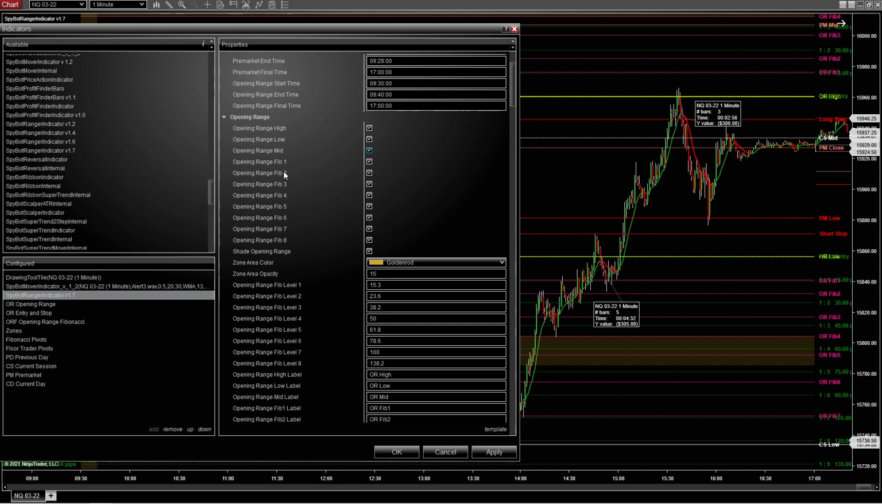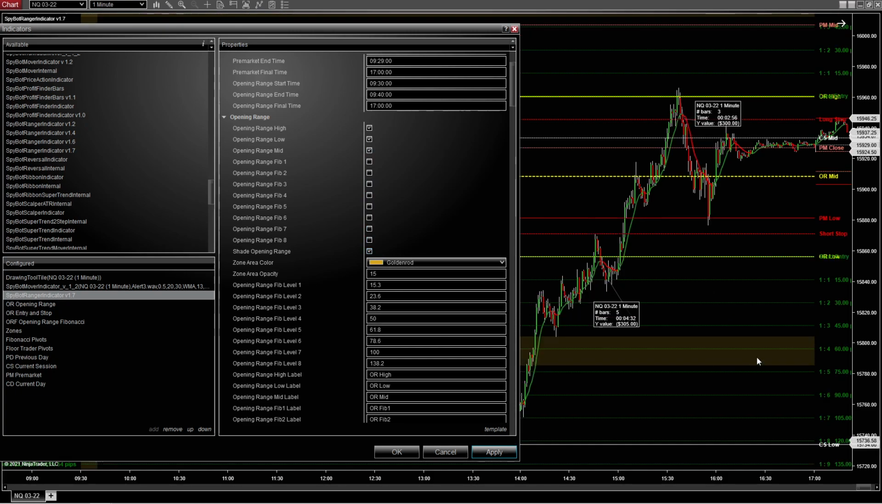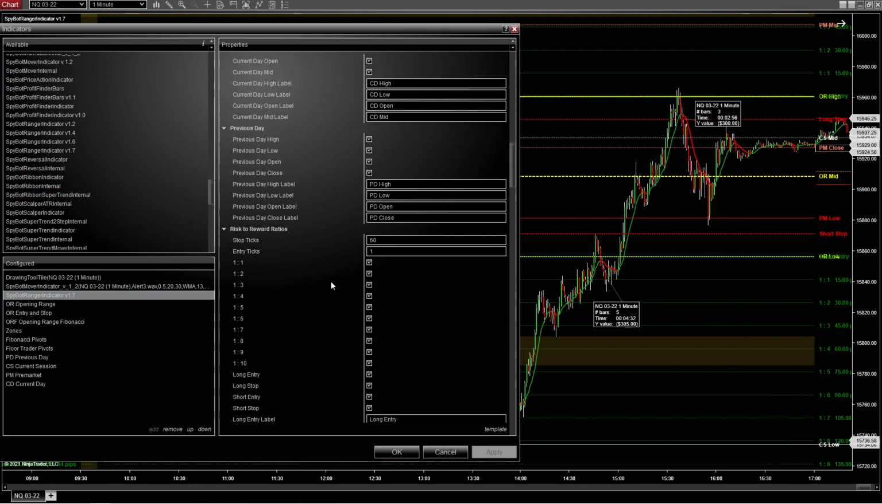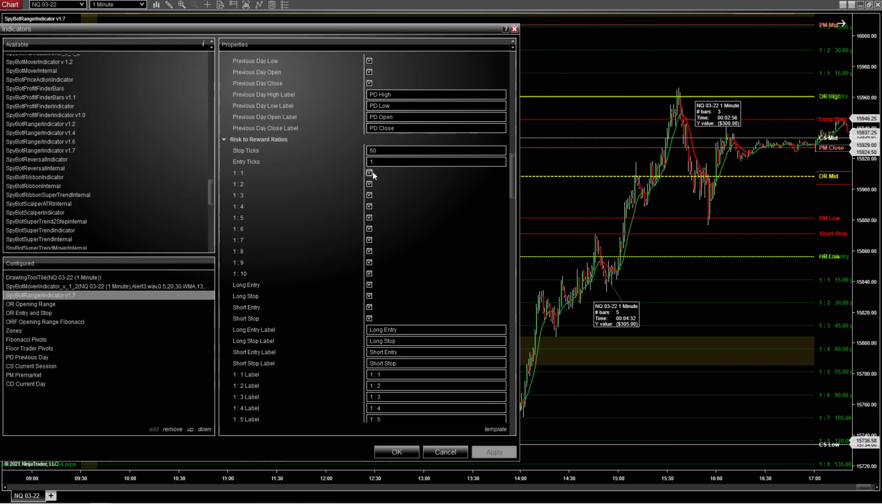Maybe you're a Fibonacci trader, so you want to leave your fibs on. Maybe you don't even like fibs, so you can just turn them off. If you come in here, you can just click on all of these and turn them off. So now these pink lines will disappear. Let's say that you don't trade risk to reward, which I don't. I don't trade that way. I trade by support and resistance. So if I wanted to turn all of these off, I come right down here, and now they're all gone.